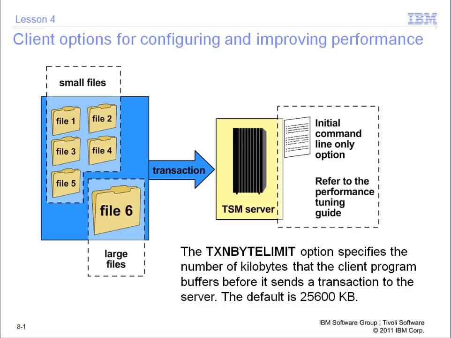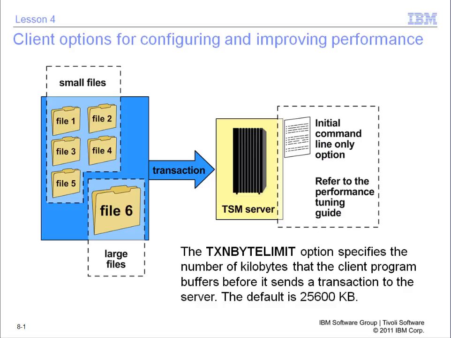It may not be right for all environments, but for most environments, the default value is the one you want. You can see in the example here that with the transaction byte limit set at 25,600, you're going to have 5 small files or 1 large file in this transaction. There's an IBM Tivoli Storage Manager Performance Manual that will have a lot more information on tuning. We also have another class, Advanced Administration Tuning and Troubleshooting. For this class, we just want to go over a few of your options.